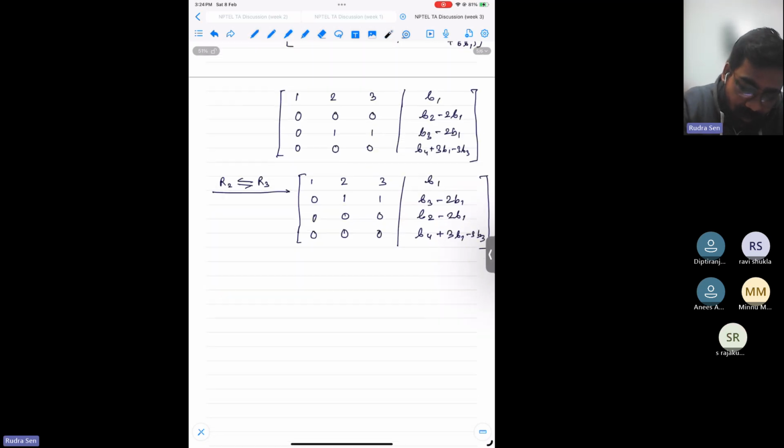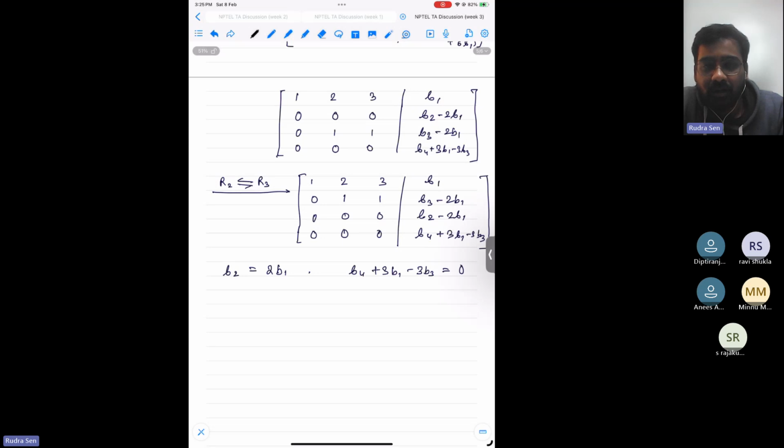So from here, what are the conditions? These terms should be 0 because we need a solution. For this case, it should satisfy the 0 equals 0 format, and this should also satisfy 0 equals 0. So this term should be 0 and this term should be equal to 0. These are the conditions: b2 should be equal to 2b1, and b4 plus 3b1 minus 3b3 should be equal to 0. So these are the conditions to make the system solvable. Okay.